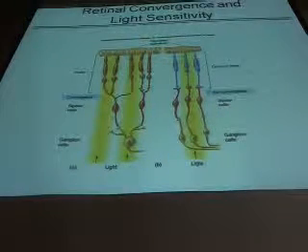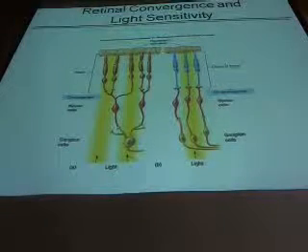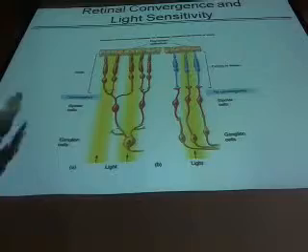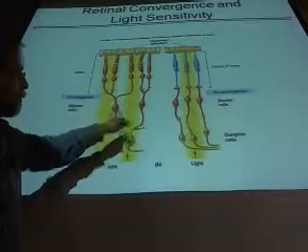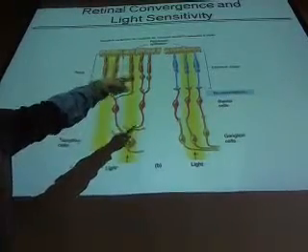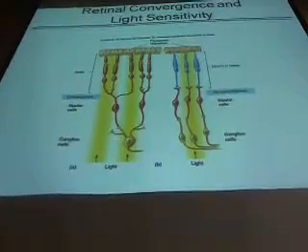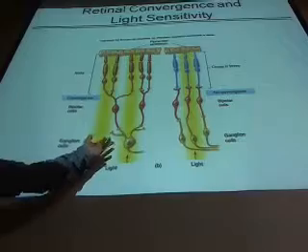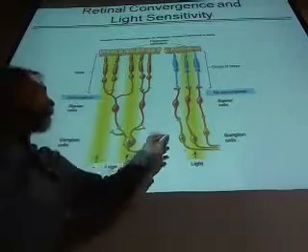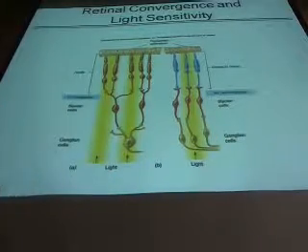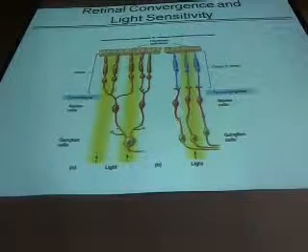Retinal convergence and light sensitivity. Here, you have convergence because you have a lot of rods converging on one ganglion. In the cones and the fovea, they're individual ganglions. So what happens is you pick up the light better because you have more rods to pick it up, but because they're all coming into the same ganglion, they're all firing, you don't have a sense of visual acuity. You know it's there, but you can't really tell what it is.